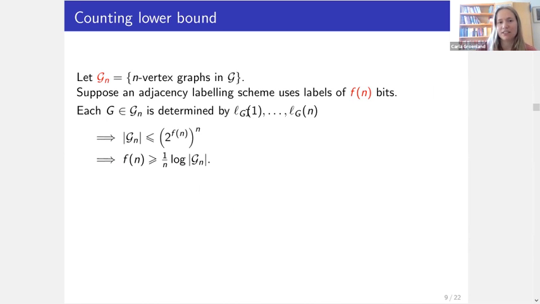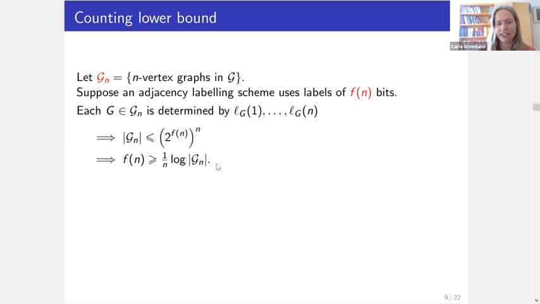So if we obtain a sequence of labels, and let's assume that all of our graphs are on vertex set 1 up to n, then we can completely reconstruct a labeled graph. Therefore, the number of n-vertex graphs is upper bounded by the number of sequences of labels. We have n labels, and there were 2 to the f(n) possible labels. If we rearrange this, we get the following lower bound on any adjacency labeling scheme in terms of the size of the graph class.